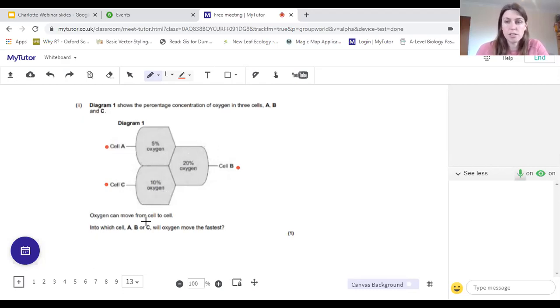Oxygen can move from cell to cell by diffusion. Into which cell, A, B, or C, will oxygen move the fastest? Remember, from diffusion, we're moving from a high to a low concentration. So into which cell will oxygen move the fastest? Good, somebody pop it into the chat there. A. Good. The answer is A, because A has the lowest concentration of oxygen. 1 mark there.